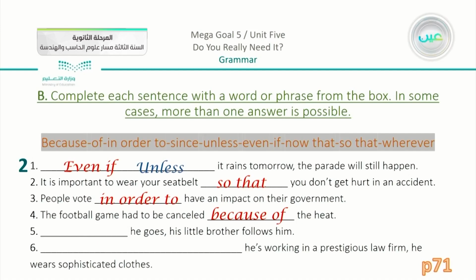Number five, we have a blank at the very beginning: he goes, his little brother follows him. So we're talking about a place here, because there is something about going to this place and following. So here we can see that the suitable one is going to be wherever.